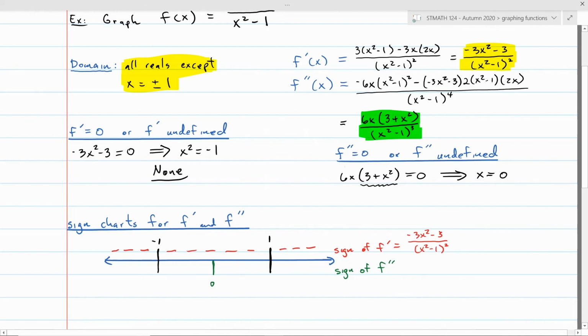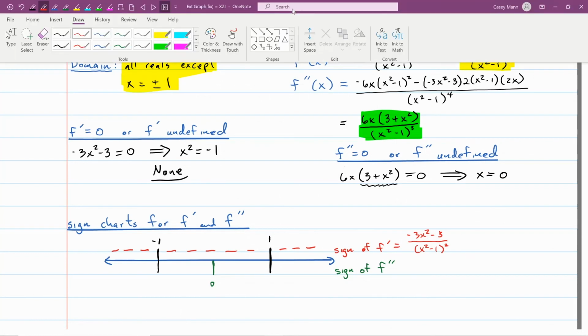How strange. How could it be decreasing the whole time? Well, I guess it can happen. We'll check in a little bit with our graph to see if it's doing what it's supposed to be doing. Okay, let's find out what's going on with that second derivative.